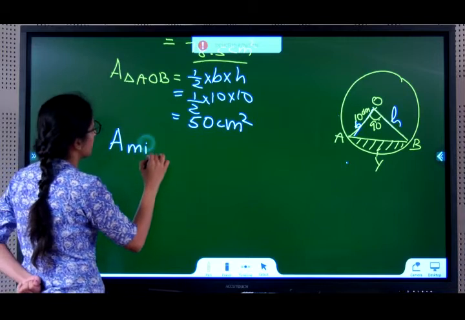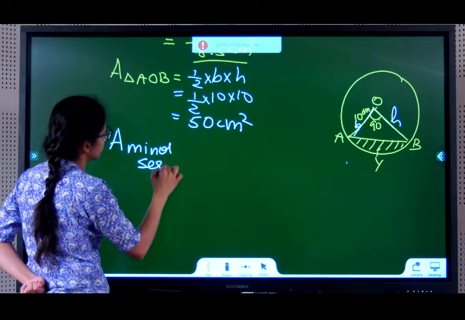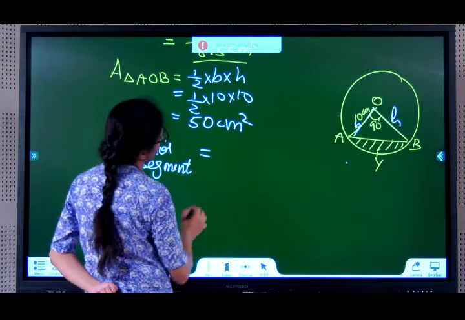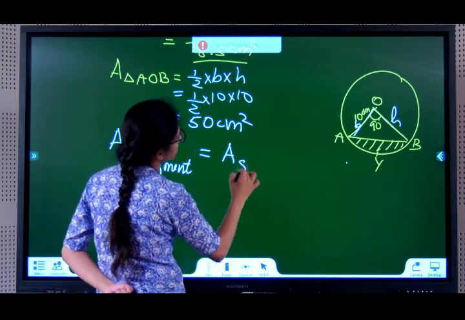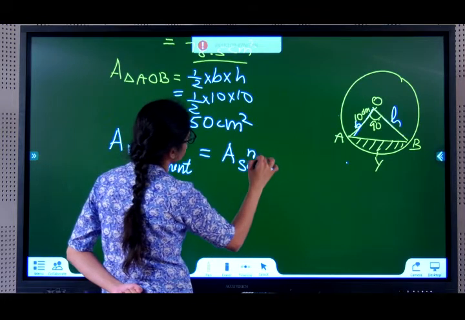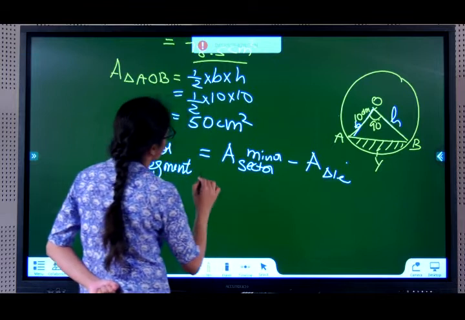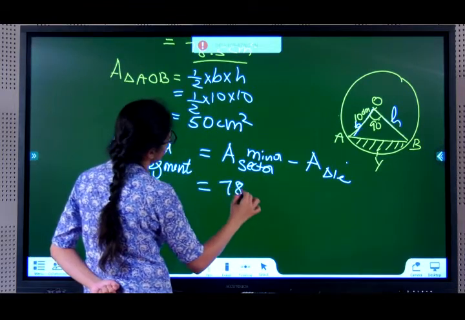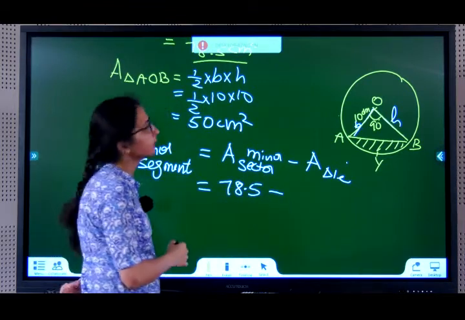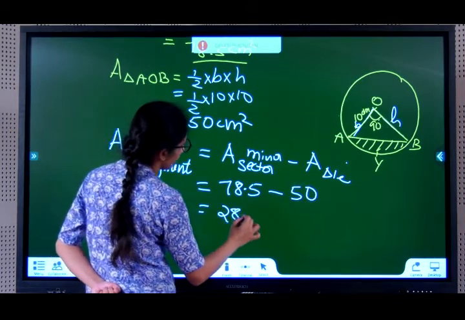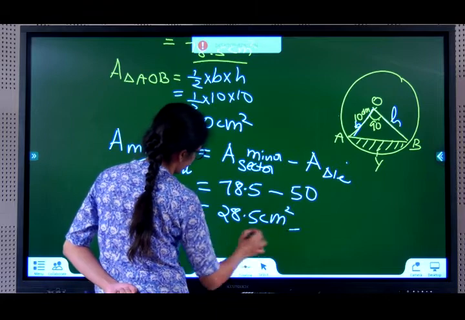Area of the minor segment is equal to area of the minor sector minus area of the triangle. Area of minor sector 78.5 minus area of triangle 50, you get 28.5 centimeters square.